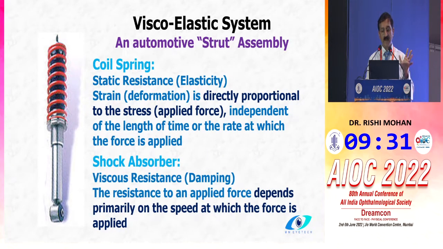On the other hand, viscous resistance or damping, which is the shock absorbing effect, is directly dependent on the speed with which it is applied. So the harder you try and push a piston, or the faster you try and push a piston into this cylinder filled with gas, the more resistance you're going to encounter. So this is the combination of viscous damping and elastic properties that creates the unique structure of the cornea and the sclera.